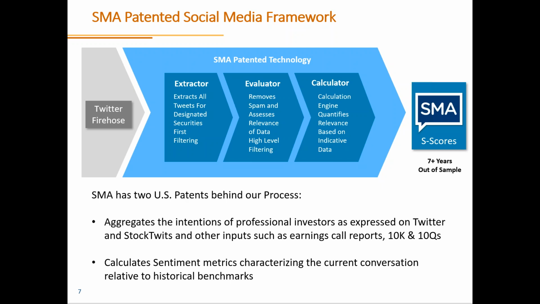So the evaluator looks at the account and where that tweet came from, and then it scores that tweet with proprietary natural language processing. What we're determining is whether someone is talking positively or negatively about that particular security, and at what level of strength. We score every tweet in real time from -1 to +1 out to 4 decimal places. And then we calculate a bunch of metrics that describe the current conversation on a standard normal curve.